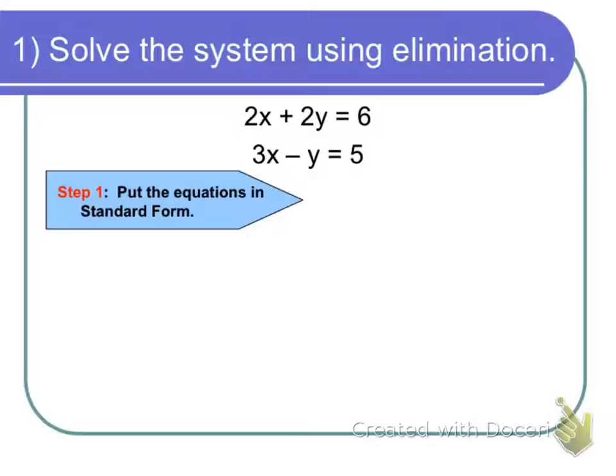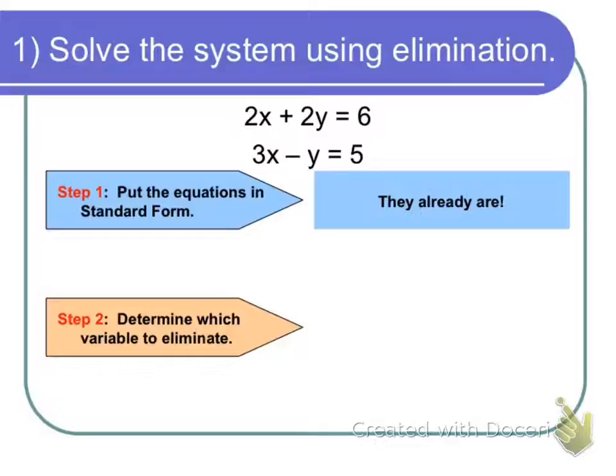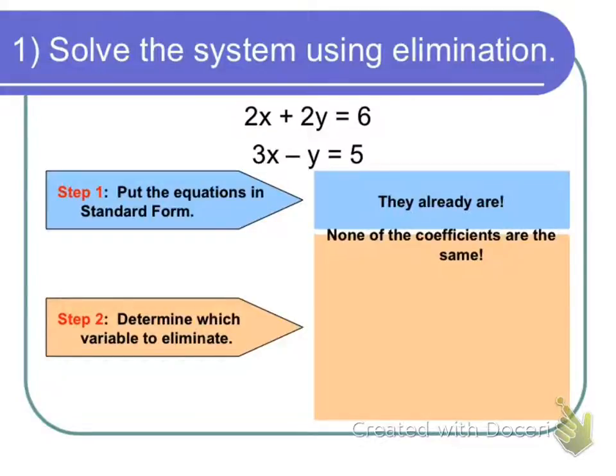Okay, so put them into standard form. They already are. Determine which variable to eliminate, and in this case, none of the variables are the same. So what we can do is find the least common multiple of each variable. If you look at the x's, 2x and 3x, we look for the least common multiple of those two numbers, which is 6. So if we could change these equations somehow so that they are both 6, or we look at the least common multiple for the y's, which is 2.